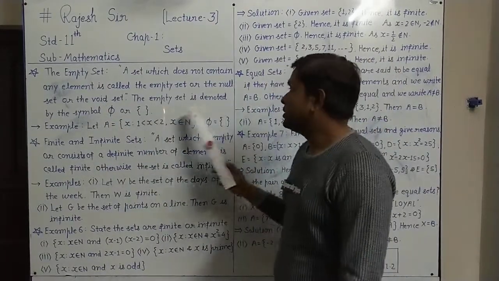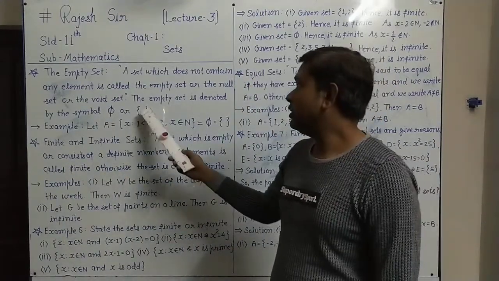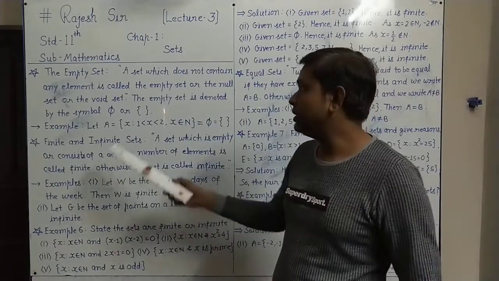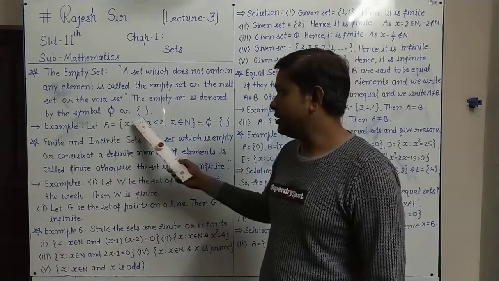The empty set is denoted by the symbol phi, or by empty braces, meaning no element is shown in the braces. It is also called the null set, denoted by phi.